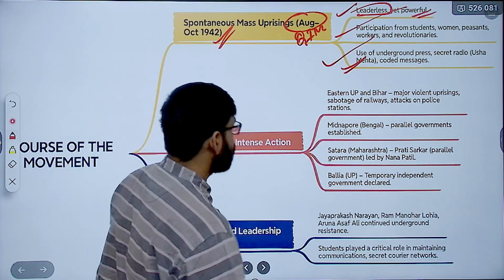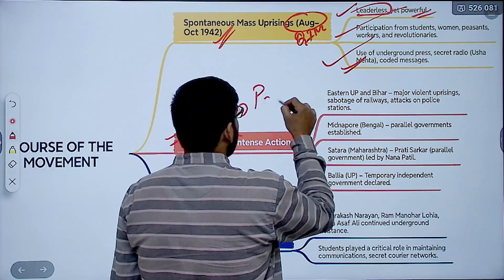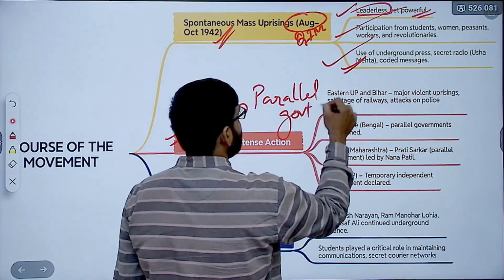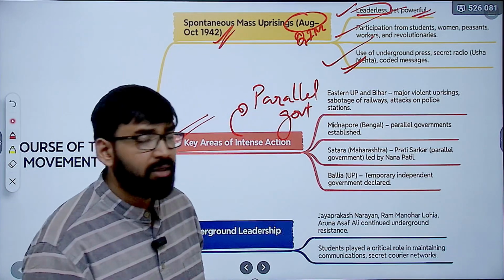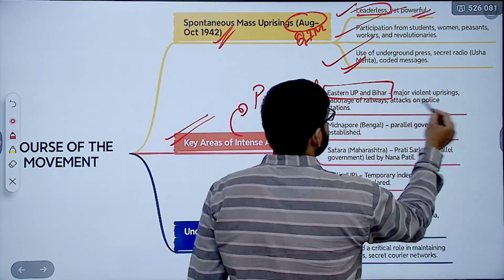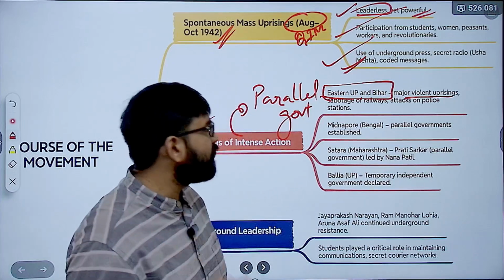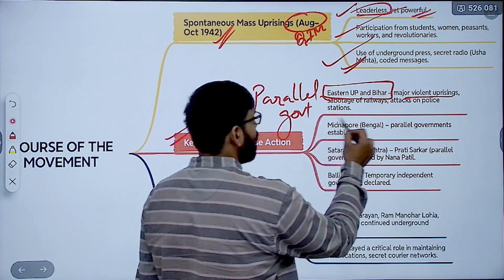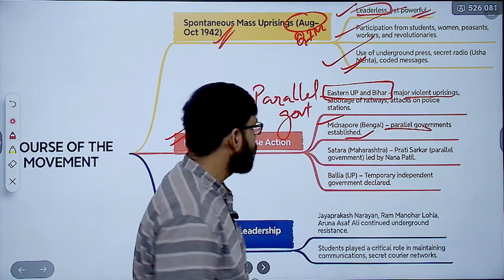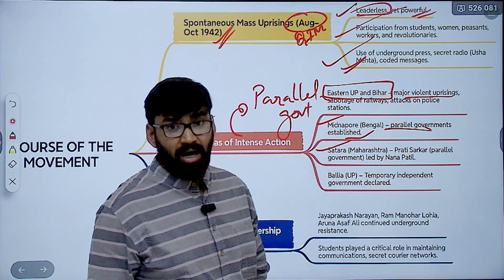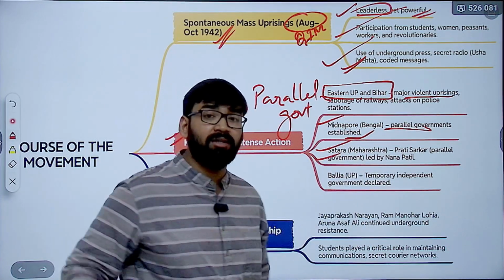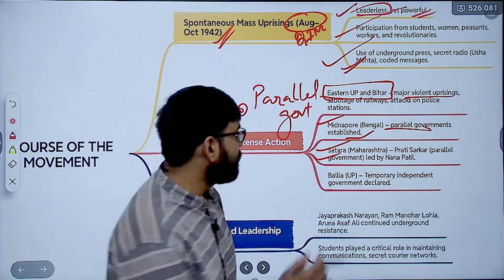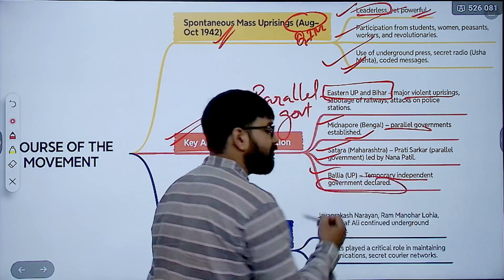Then there are very key areas of intense action. Like if we see, parallel government was formed. The most important feature was parallel government. ये सबसे important feature है इस movement का. Eastern UP and Bihar, major violent uprisings, sabotage of railways, attacks on police stations, these events occurred. Then Midnapur, Bengal, parallel governments were established. Satara, Maharashtra, Prati Sarkar, which is also called parallel government, was led by Nana Patil. Then Balia UP, temporary independent government was declared.